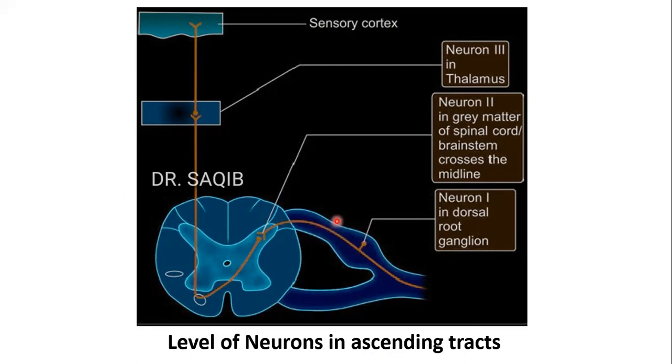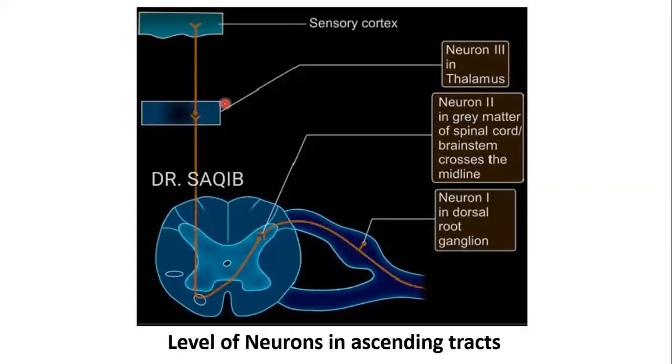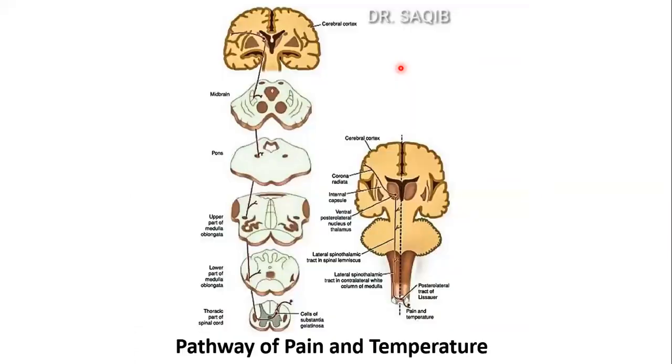And from here, neuron 2 lies in the gray matter of the spinal cord, in the substantia gelatinosa, right? It crosses the midline, and then goes up into the thalamus, where the third order neuron starts, and it crosses the internal capsule posterior limb and the corona radiata and reaches the sensory cortex of the cerebrum, right? So these are the three orders: first, second, and third, reaching ultimately up to the sensory cortex. So this is the pathway of pain and temperature.